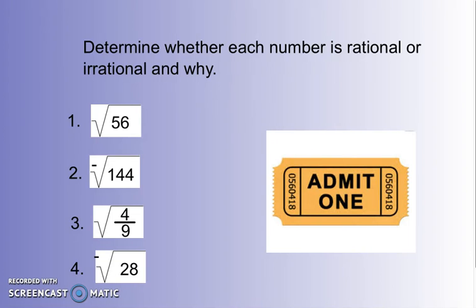For tomorrow, what I would like you to do is complete the following 4 problems. Please determine whether each number is rational or irrational. And I would like for you to explain why. Maybe within your explanation, you classify the numbers with additional names, but give an explanation of why you picked that category.